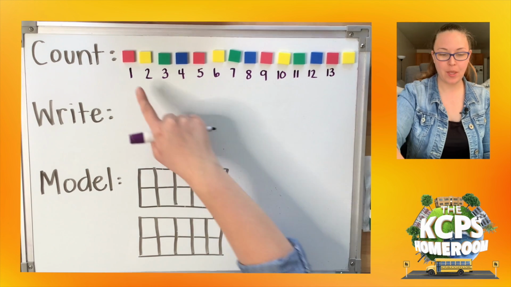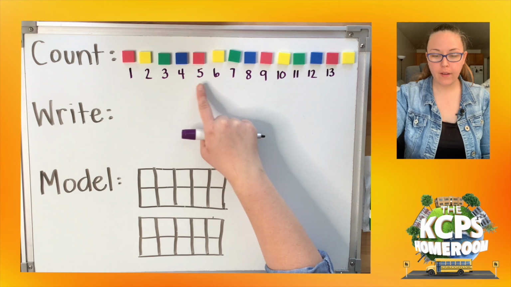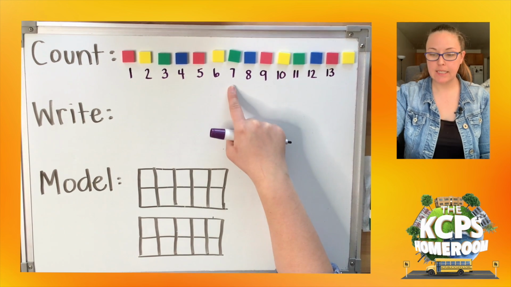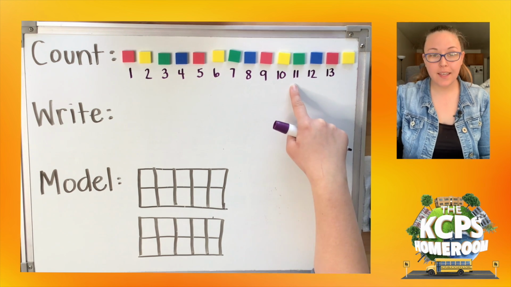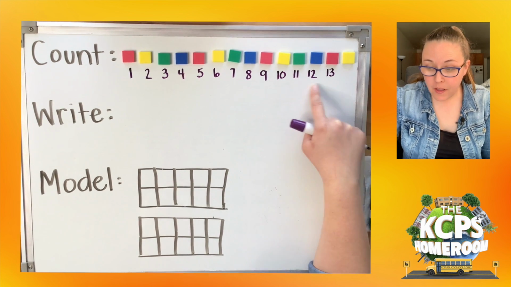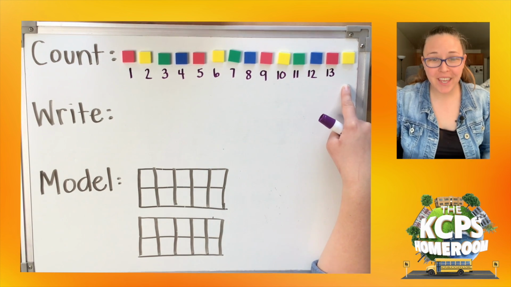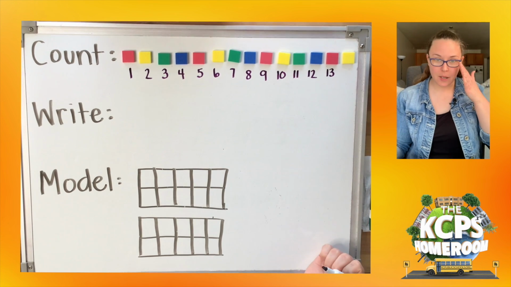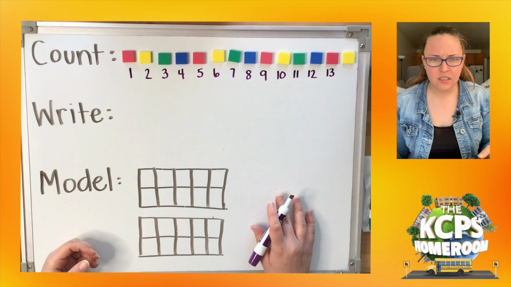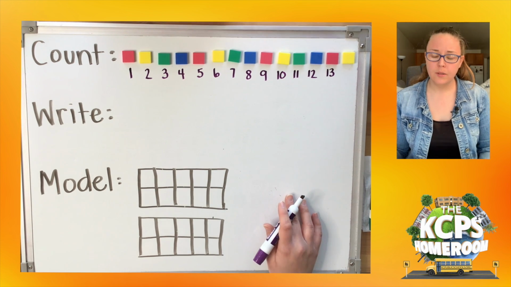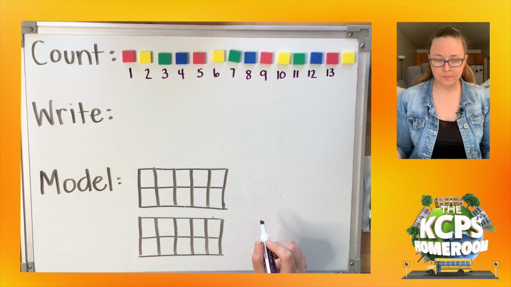Are you ready? 1, 2, 3, 4, 5, 6, 7, 8, 9, 10, 11, 12, 13. What comes next? That's right, friends, 14 comes next. But do you know how to write 14? Can you teach me? Great, so let's practice writing the number 14 first.